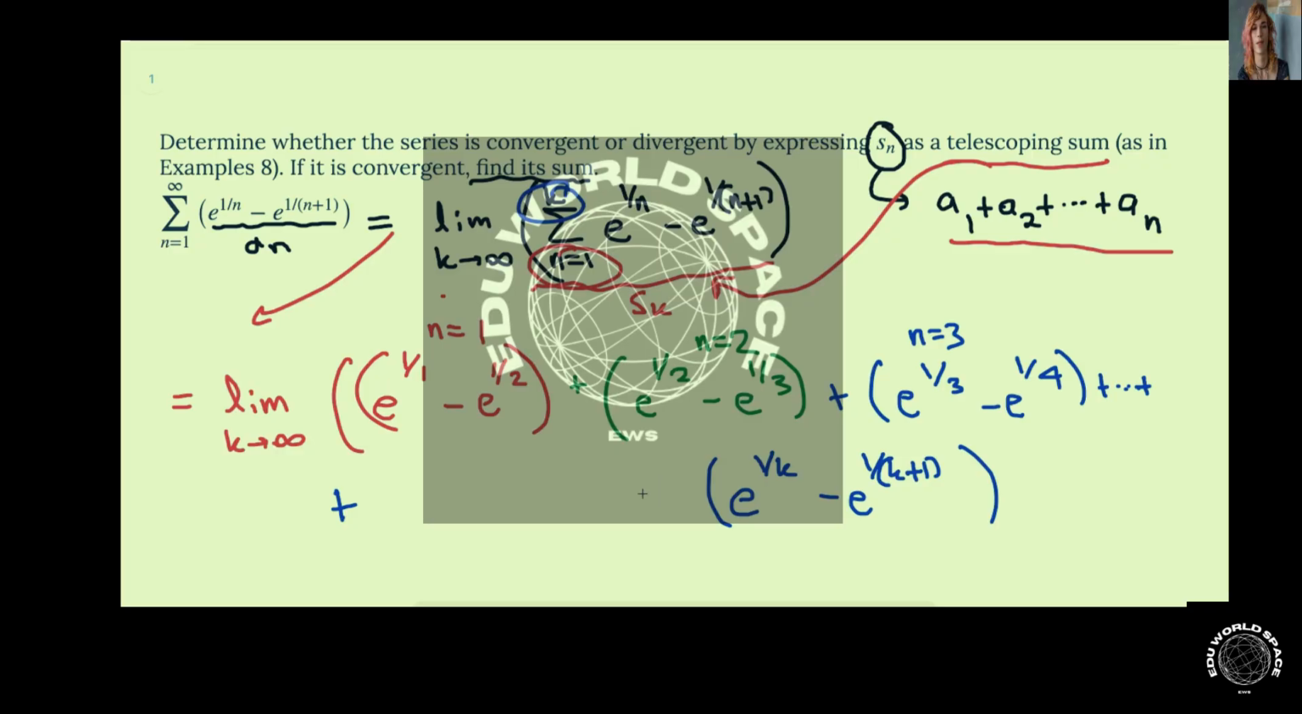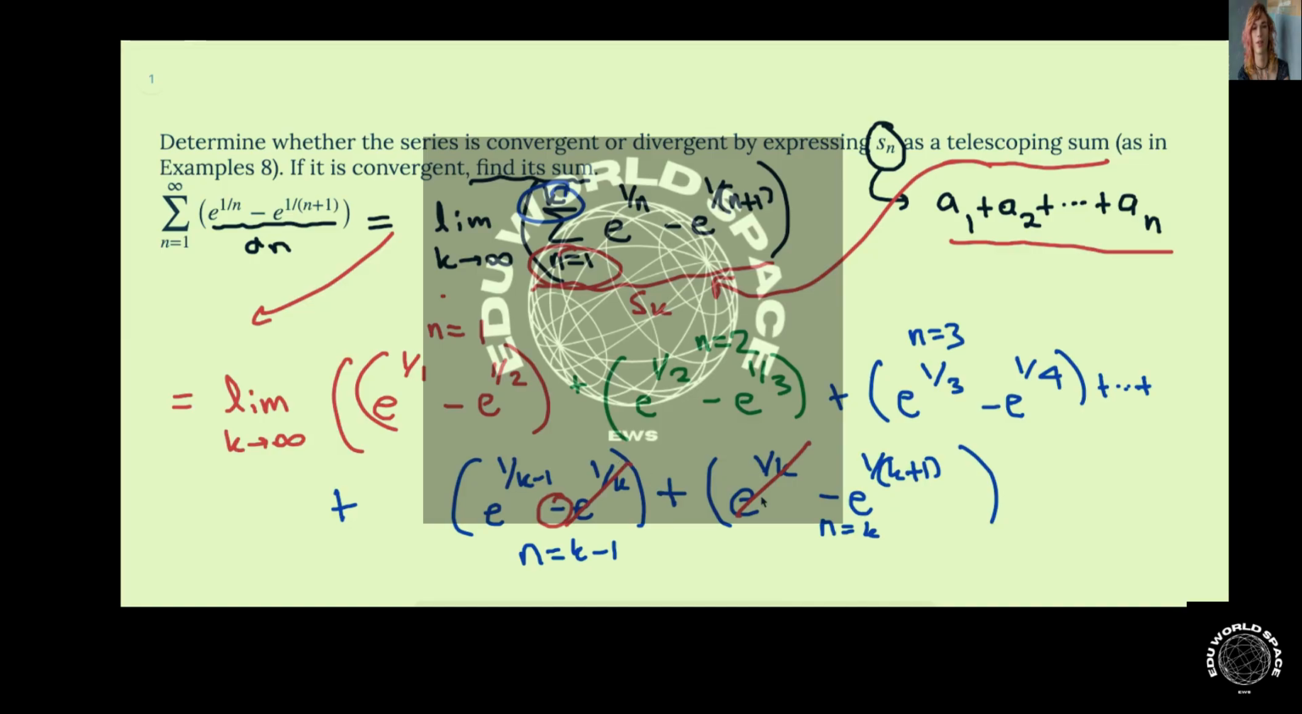But in order to maybe help you see the pattern here, it might be best to write a term before n equals k. So the term right before the last one, k minus 1. And by writing that, you can see some more cancellation over here. The e to the 1 over k will cancel with negative e to the 1 over k.